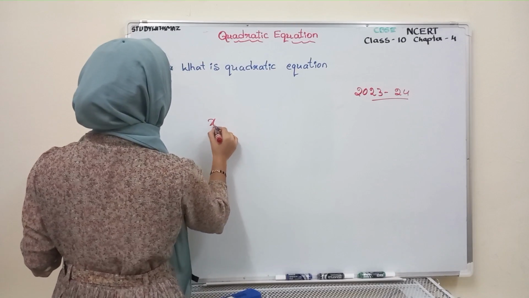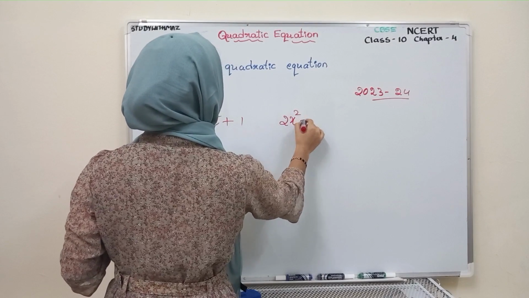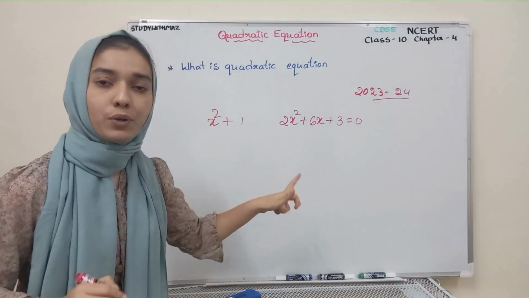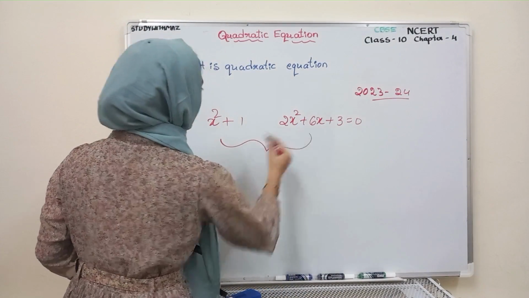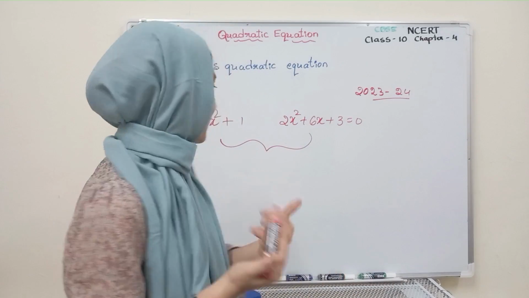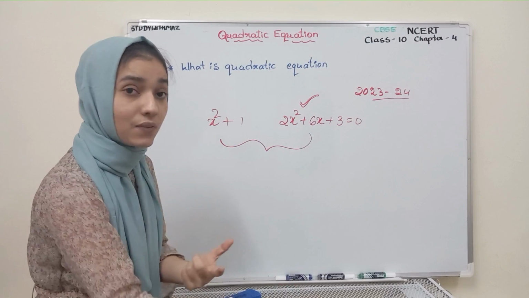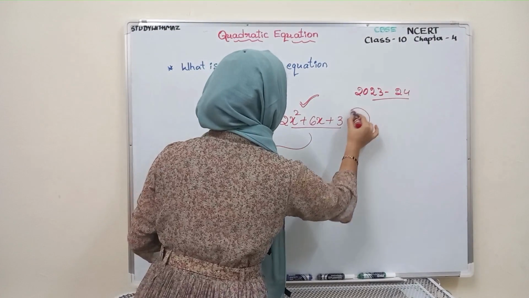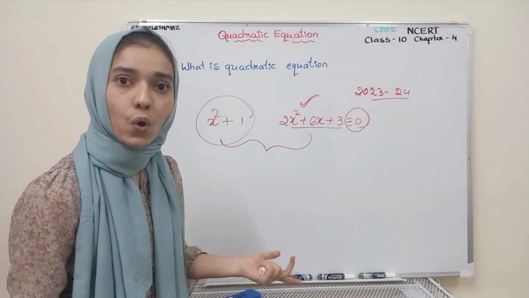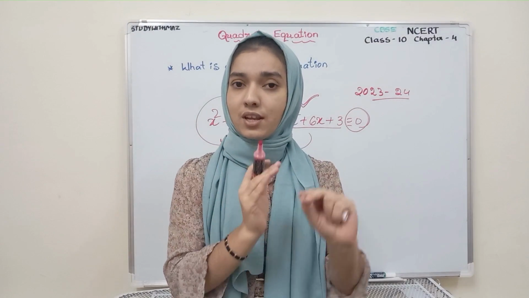Let me take here x square plus 1, 2x square plus 6x plus 3 equal to 0. Now tell me, among these two, which is equation and which one is expression? Can anybody say? Yeah, this one is your equation. Equation itself says जिसमें equal to sign होता है, and this is your expression. In this there is no equal to sign. I hope this is very clear regarding the expression and equation.